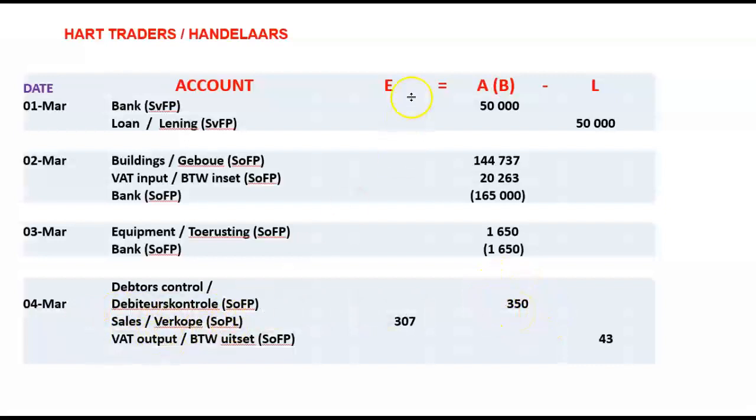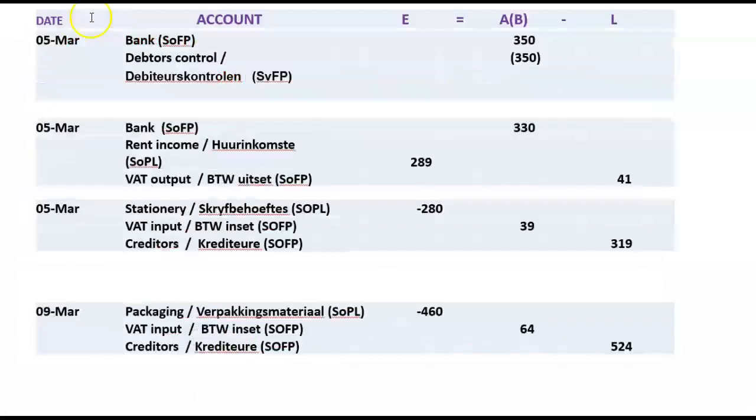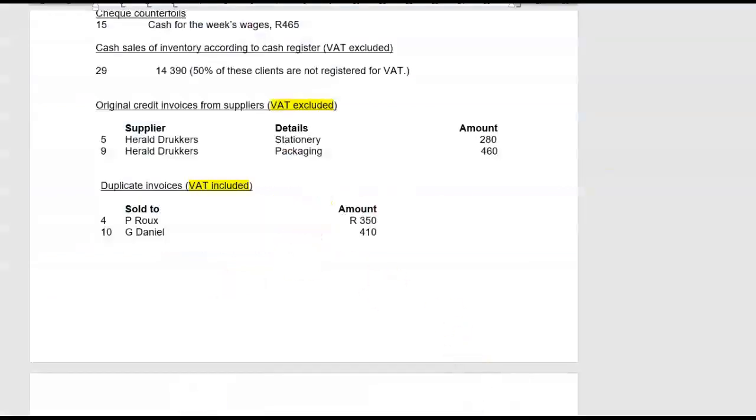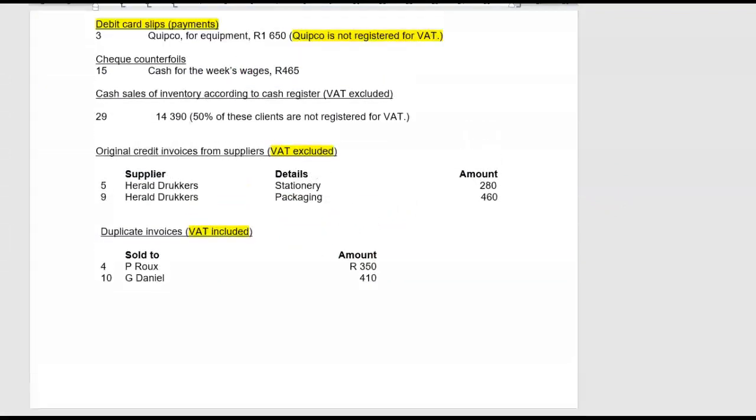Sales, that is an income account, and income will increase equity because it's a credit against my income. A statement of profit or loss, 350 divided by 1.14, 307 Rand, and then VAT output, let's take this as the rule. So it's a credit against VAT output, so we're going to increase our liabilities with 14% of 307 Rand, which equals 43 Rand. Great.